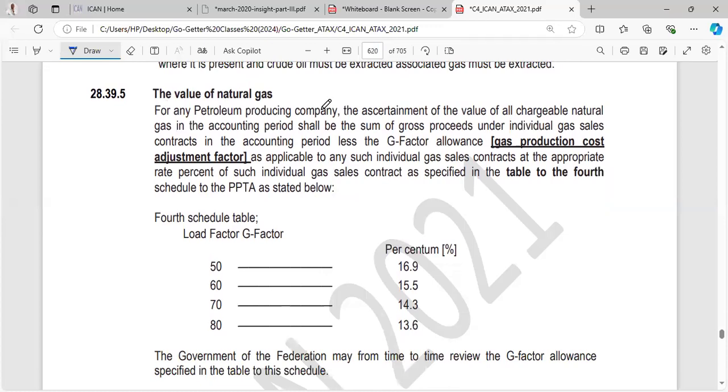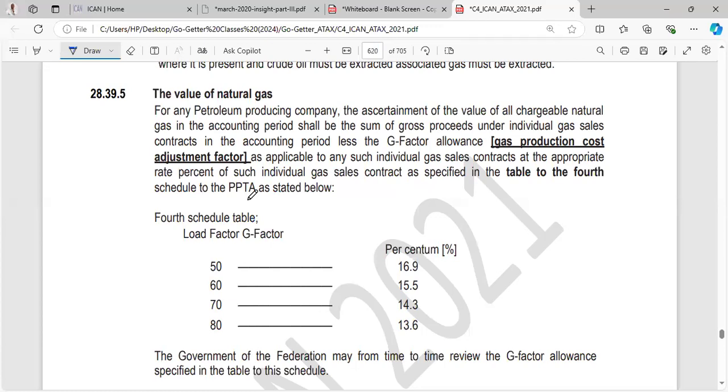For a petroleum producing company, the ascertainment of the value of all natural gas in the accounting period shall be the gross proceeds under the gas sale contract less the J factor, okay, less the gas factor. So what it means is that the contract price will be given to you. Then there is what they call load factor, or they call gas factor.